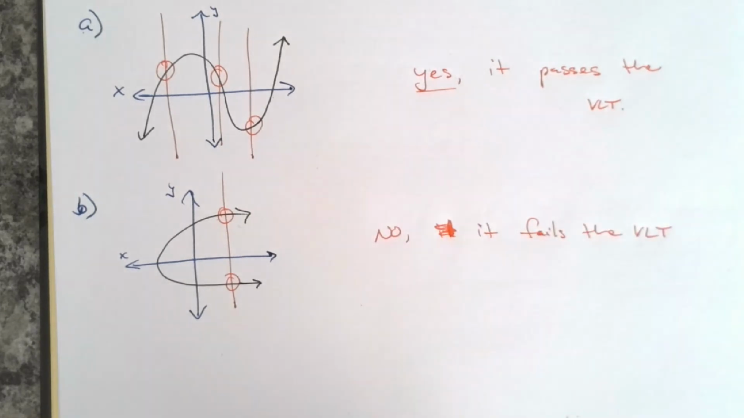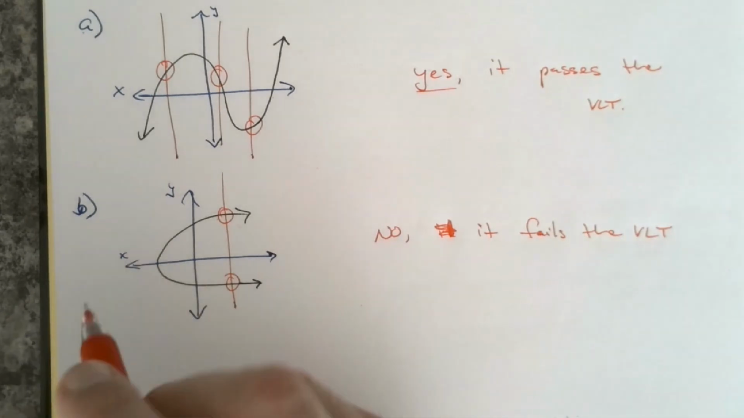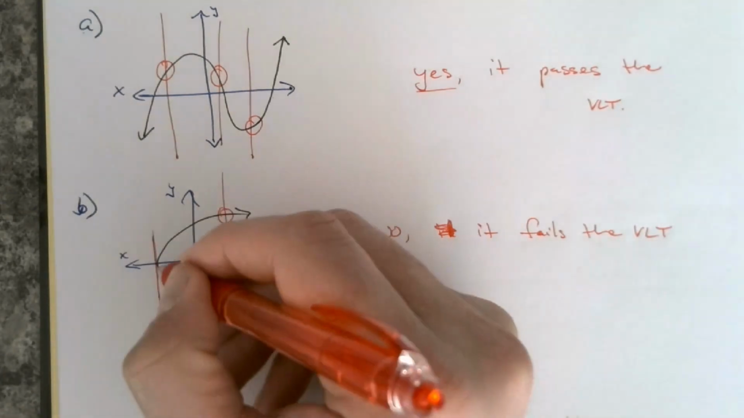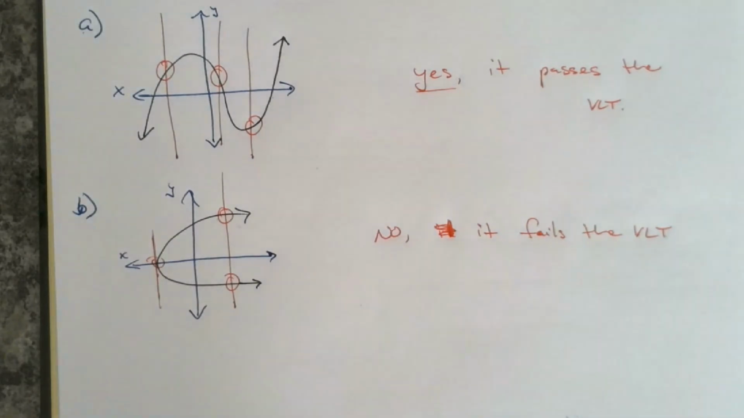In other words, there is a vertical line that I can draw that touches the graph more than once. Now, there are spots sometimes where you could hit just once. Like if I did it right here, that vertical line would only hit one time. But as long as there's at least one line where it hits more than once, then it fails the vertical line test, so the answer would be no, not a function.